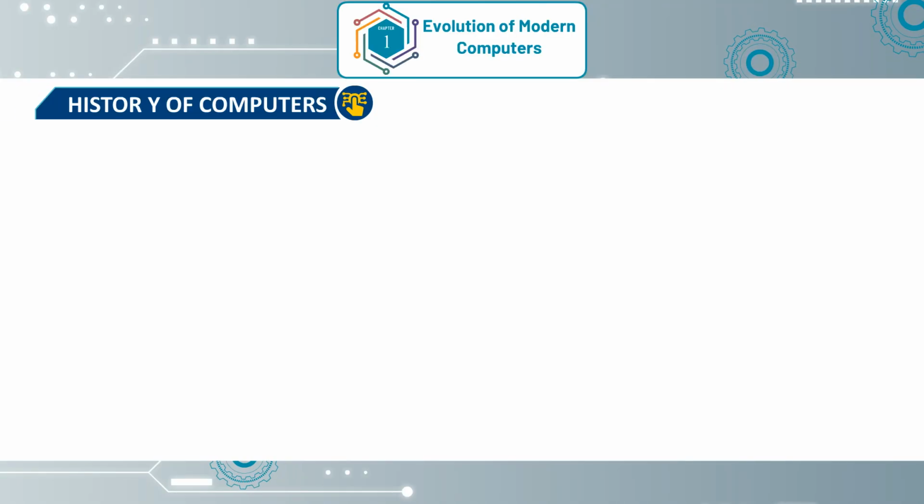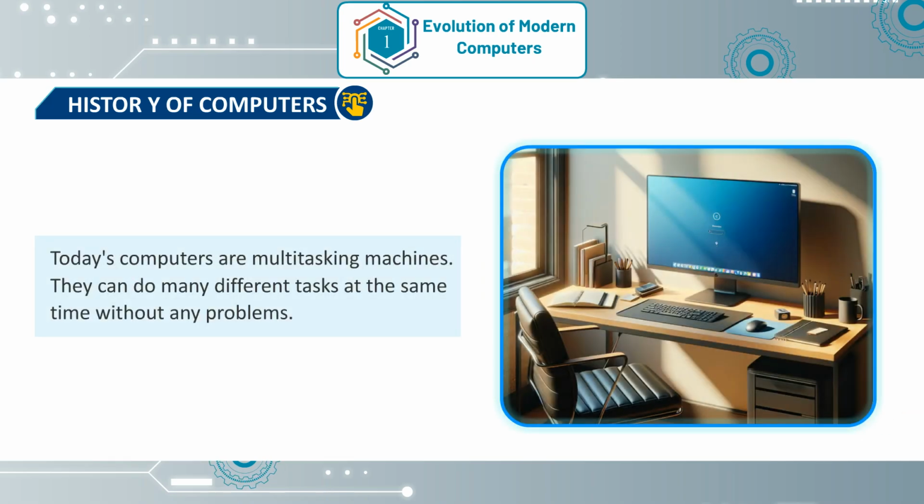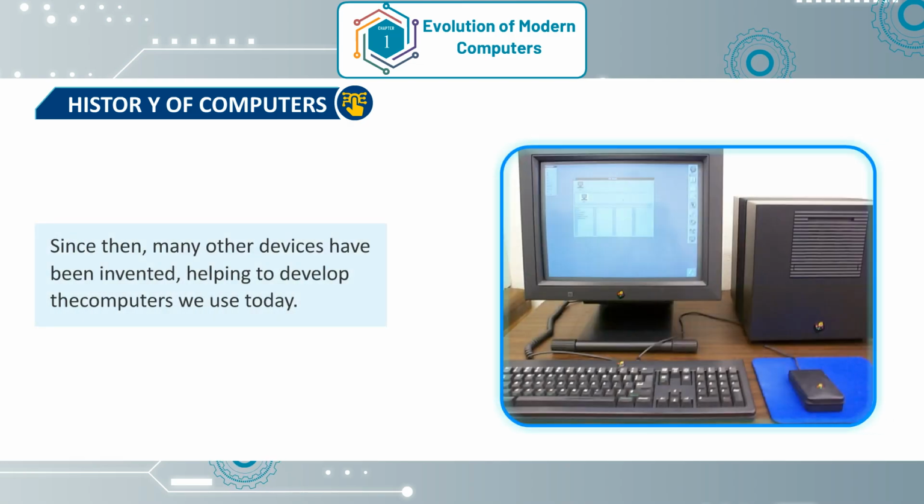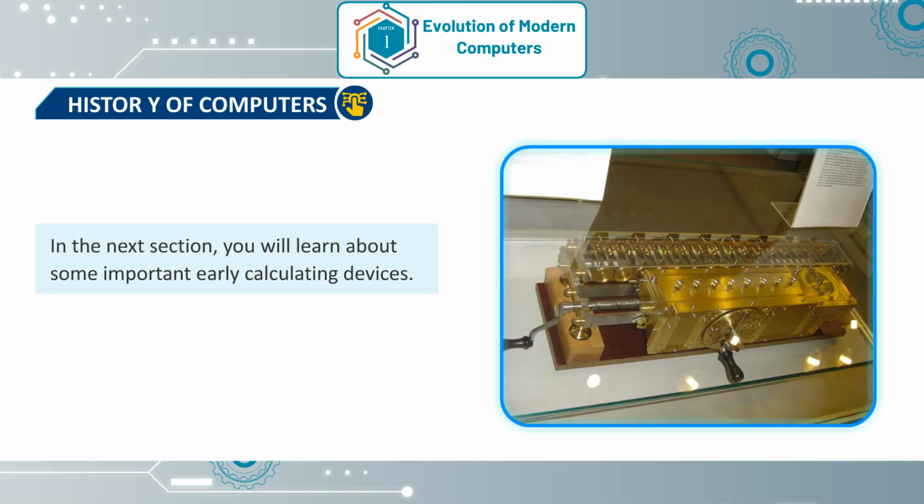History of computers. Today's computers are multitasking machines. They can do many different tasks at the same time without any problems. In earlier times, there were different types of calculating devices used for performing calculations. The first calculating device was the abacus. Since then, many other devices have been invented, helping to develop the computers we use today. In the next section, you will learn about some important early calculating devices.